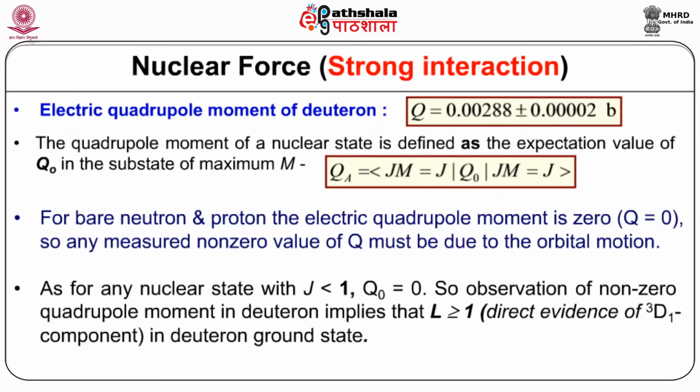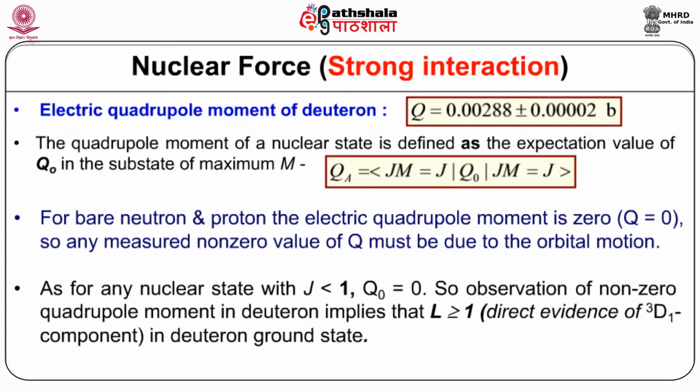For bare neutron and proton, the electric quadrupole moment is 0 because the neutron doesn't have any charge and the proton is isolated. So, any measured non-zero value of Q must be due to the orbital motion of protons. As for any nuclear state with J less than 1, Q_0 is equal to 0. So, observation of a non-zero quadrupole moment in the deuteron implies that L is greater than or equal to 1, which is the direct evidence for the 3D1 component in the deuteron ground state.